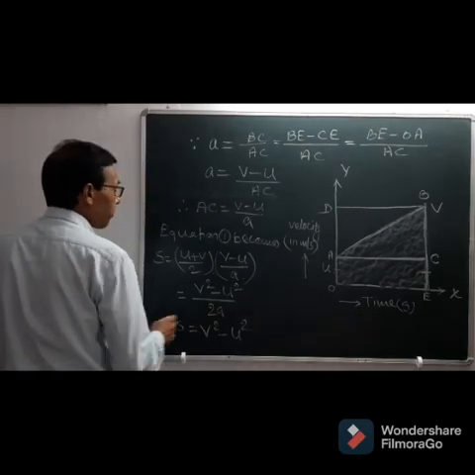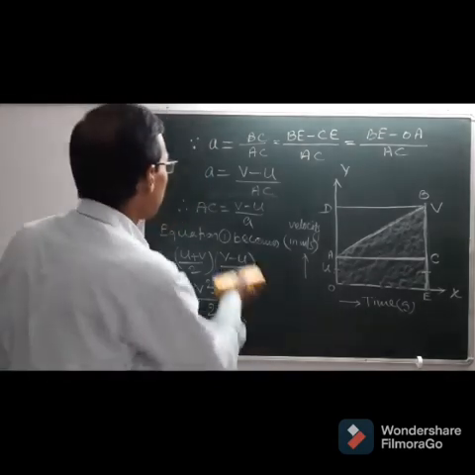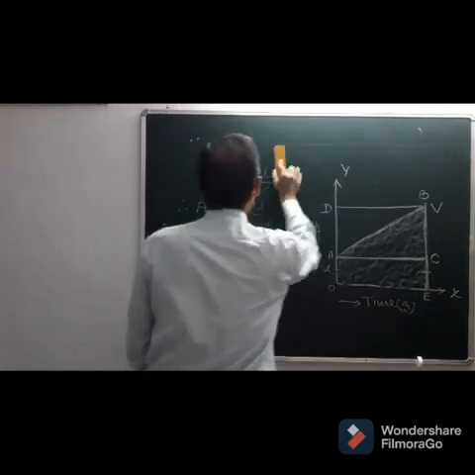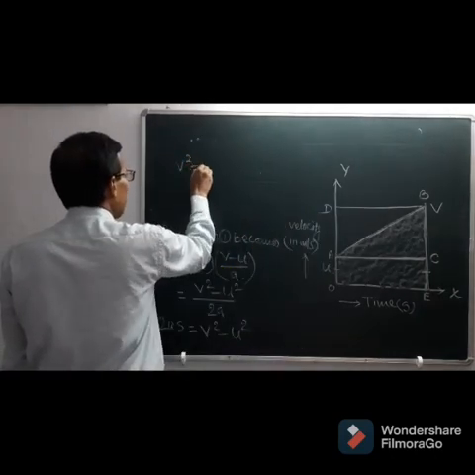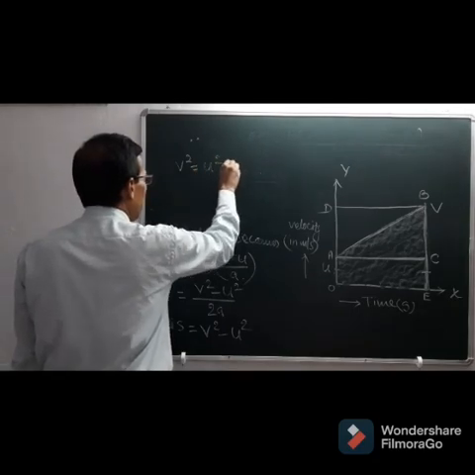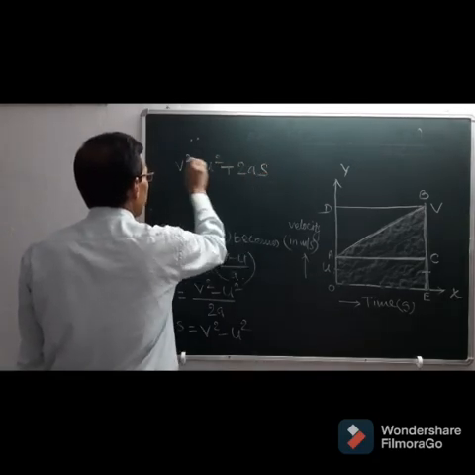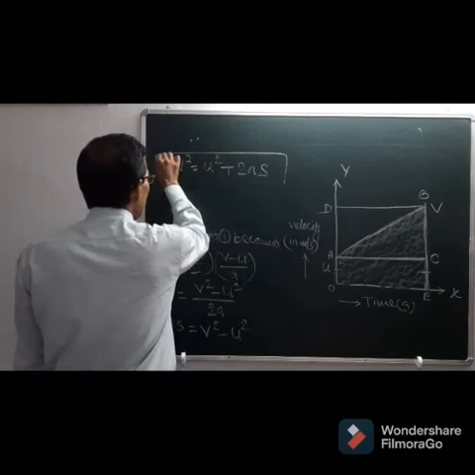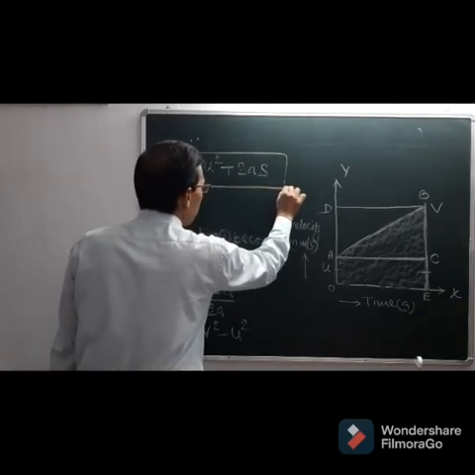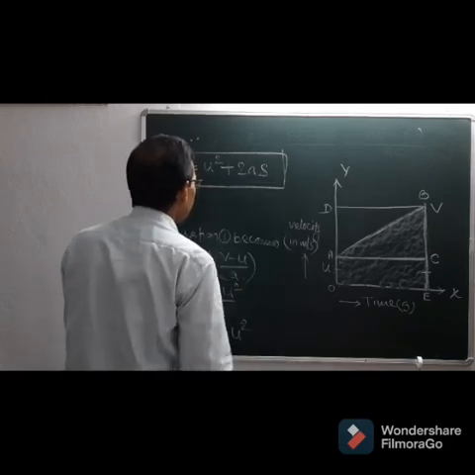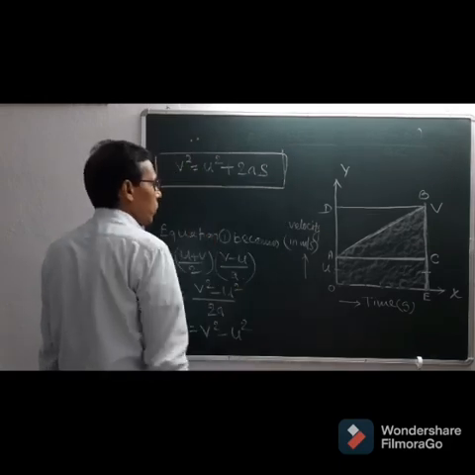And finally, the third equation of motion is V square is equal to U square plus 2AS. This is the velocity displacement relation, and it is known as the third equation of motion.